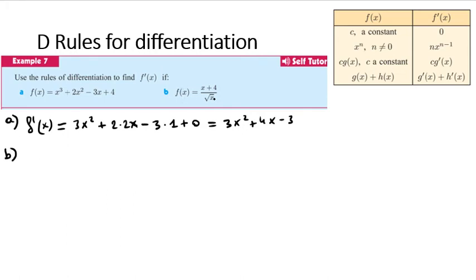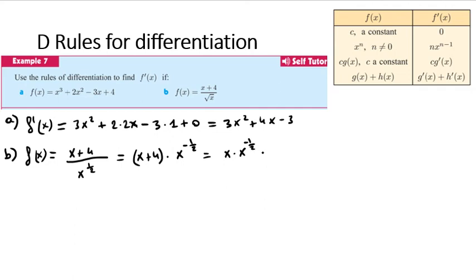We have to take the derivative of x plus 4 over the square root of x. So first we have to modify the function. We have to write it in another form. So we have x plus 4 divided by the square root of x, and the square root of x is x to the power of 1 over 2. So we have x plus 4. We have to move the x to the power of 1 over 2 to the numerator. We can move it if we put a minus sign in front of the exponent. So this is equal to x times x to the power of minus 1 over 2 plus 4 times x to the power of minus 1 over 2.